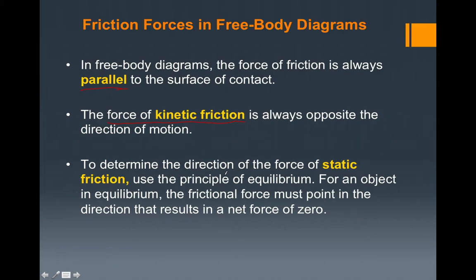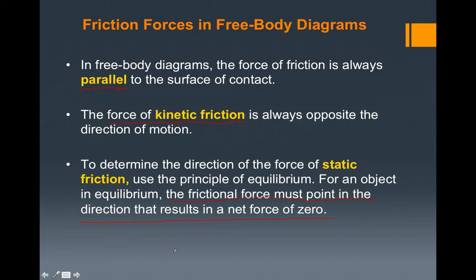With the direction of static friction, we think back to Newton's third law and the principle of equilibrium. So your frictional force must be in the direction that results in a net force of 0. So this last sentence, the frictional force must point in the direction that results in a net force of 0. That's kind of the big piece here.